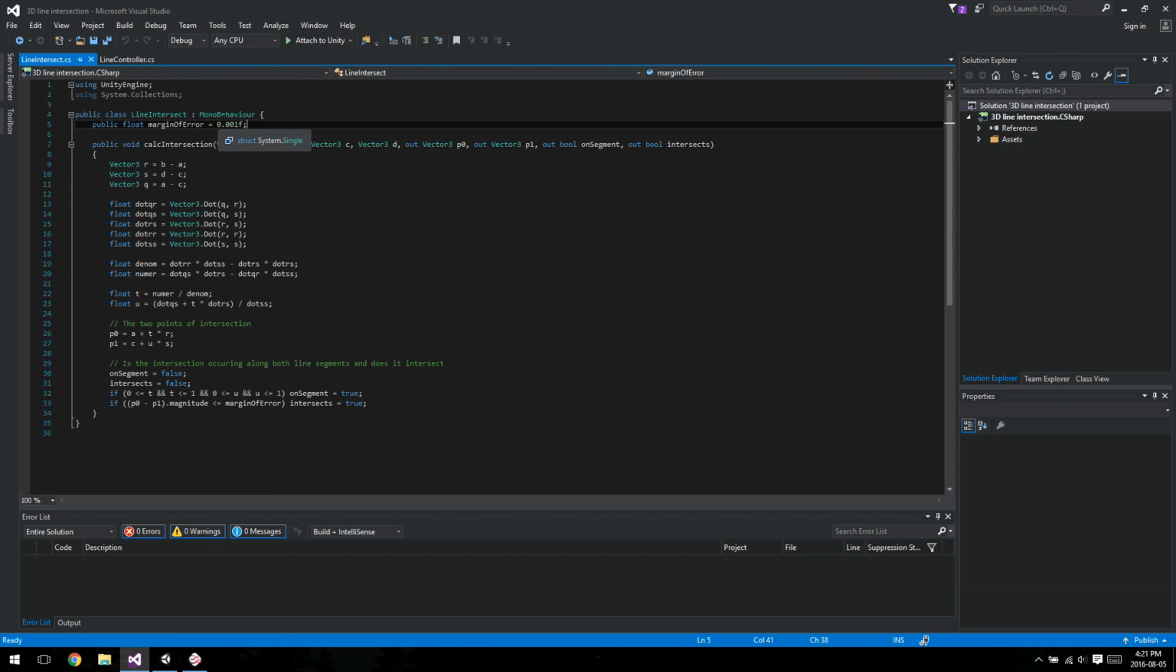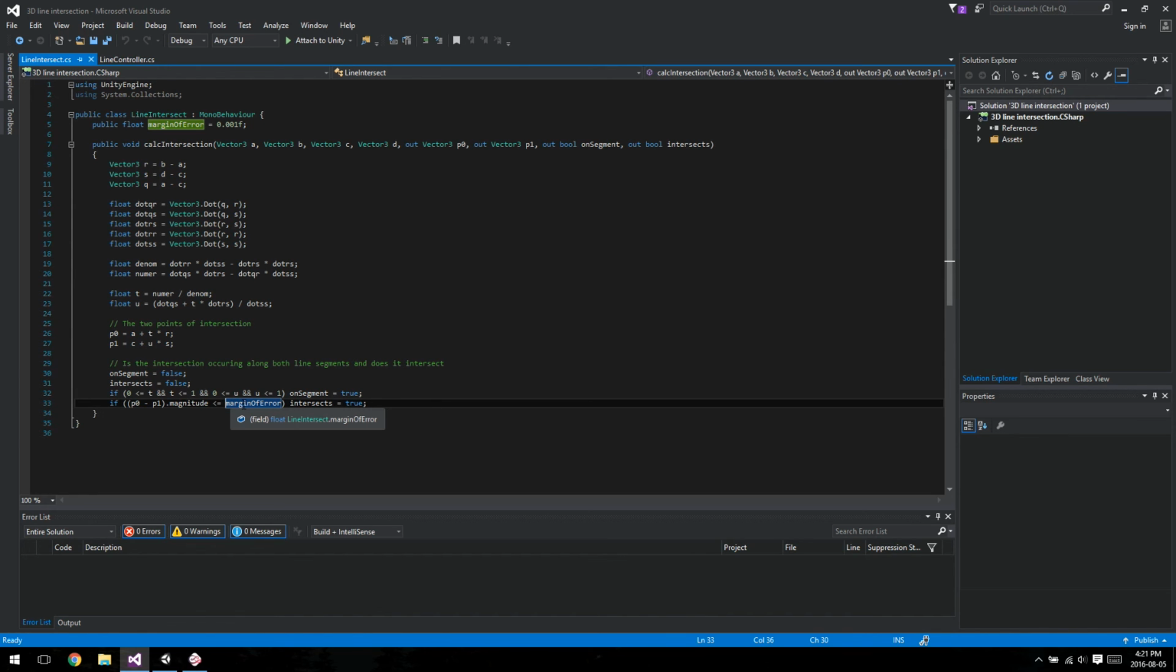So the margin of error is really important in that case, because if you're losing that preciseness of your numbers and your t and your u values, then your p0 and your p1 may not get a specific perfect value, and therefore when you do the subtraction here, the magnitude subtraction, they may not be equal to 0. That might be like a 0.0001 difference, which is not 0, and it might not be noticeable to the human eye, but it pretty much intersects, right? So that's what the margin of error is here.